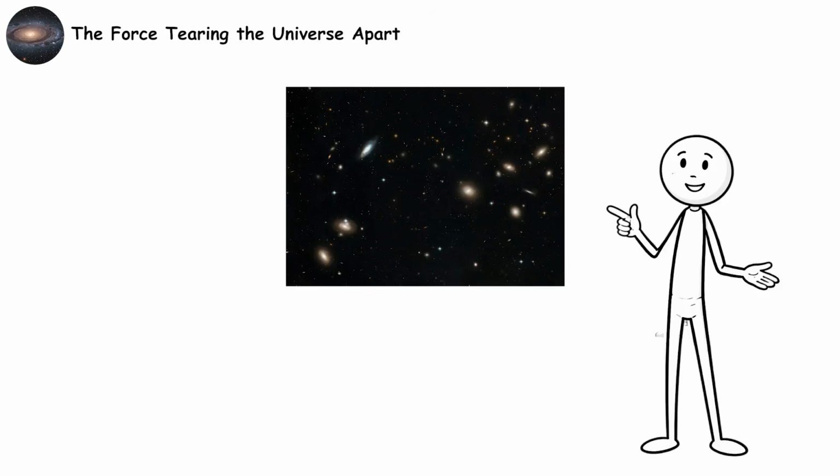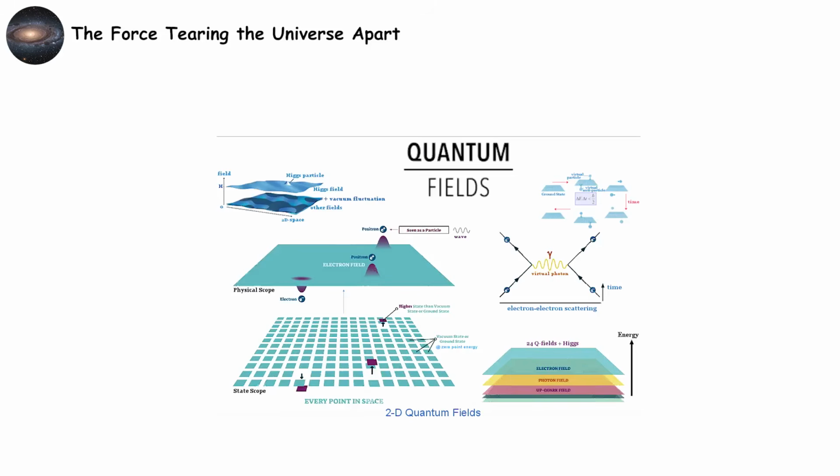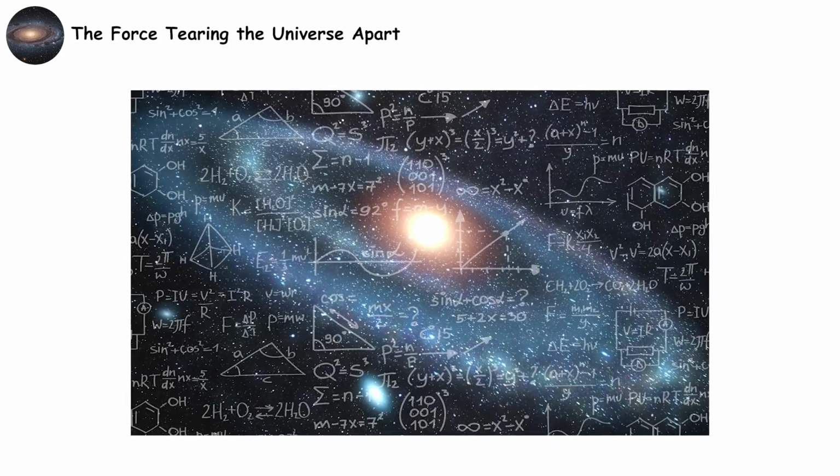The simplest explanation is that empty space itself has energy, a kind of vacuum pressure that acts like anti-gravity. But when physicists calculate what that vacuum energy should be using quantum field theory, they get an answer that's wrong by a factor of 10^120. That's not a small error. It's the worst prediction in the history of physics.